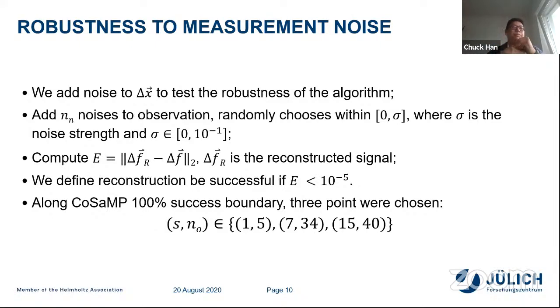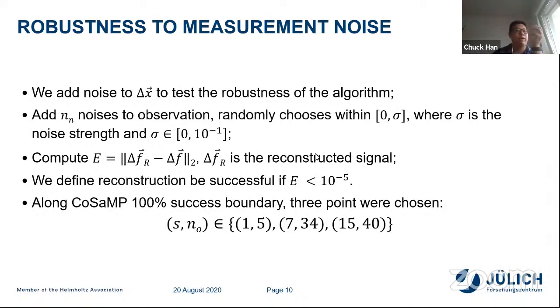in the observations. So what we do is add n noise points in the observed delta X, ranging from 0 to sigma, where sigma is known as the noise strength. Then we compute the difference between the reconstructed delta F and the original delta F, and we find the norm of that. This is known as the difference. If the difference is smaller than 10 to the power of -5, we define this reconstruction as successful. Otherwise, it's not.